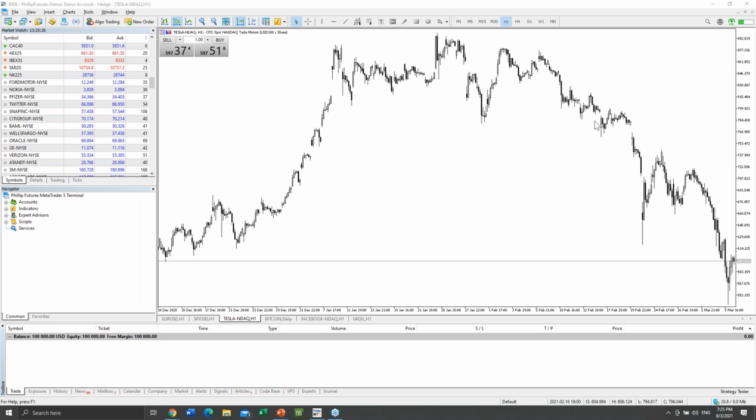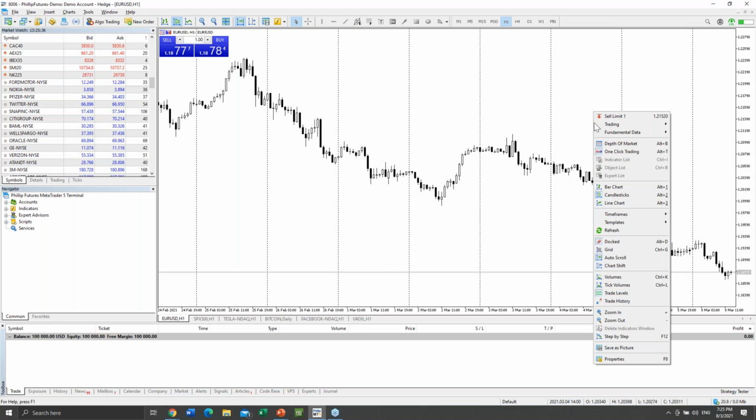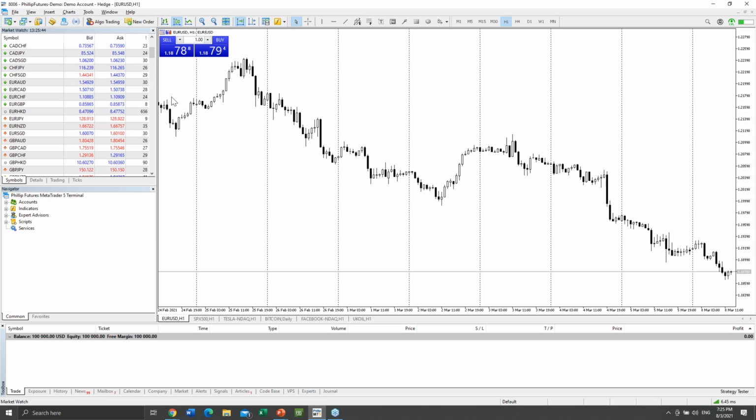So the next thing I think that is crucial for us to know, of course, is how you go about placing a trade. For that, since Tesla is not open currently, let me go to the dollar index to demonstrate how you can go about this. Right? So there are multiple ways to go about this.